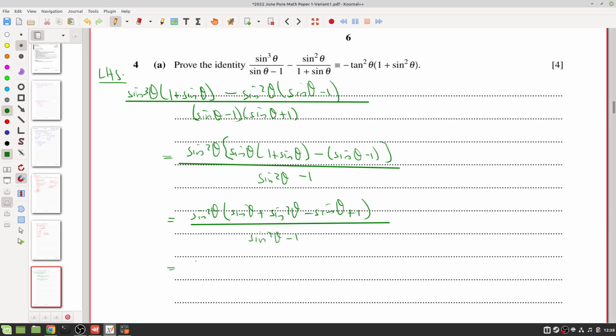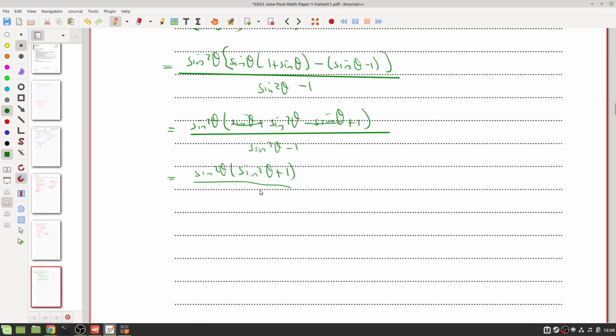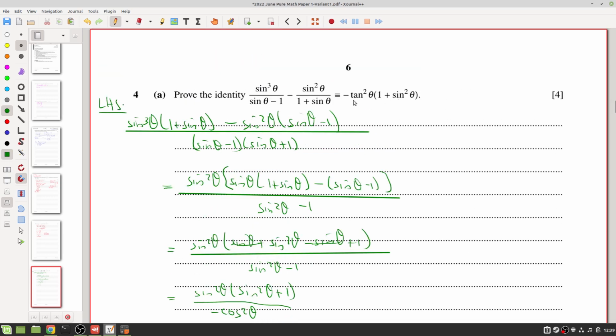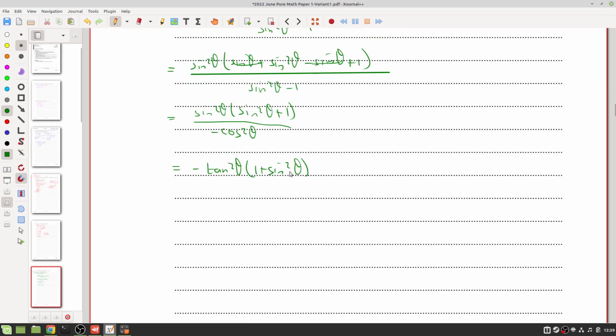Good. Now at the top, sine squared theta, and inside the bracket, sine theta minus sine theta cancels out, so we've got sine squared theta plus 1 over, and now sine squared theta minus 1 is the same as negative cos squared theta. Negative cos squared theta. And sine squared over cos squared is tan squared. So negative tan squared theta. And then in the bracket we're left with a 1 plus sine squared theta. And I just switched this around because that's what this final answer wants. Alright, so there's our solution.